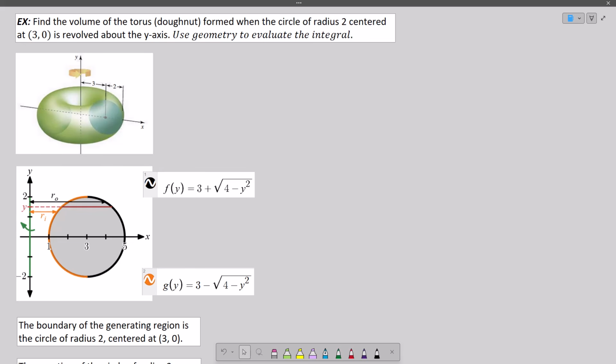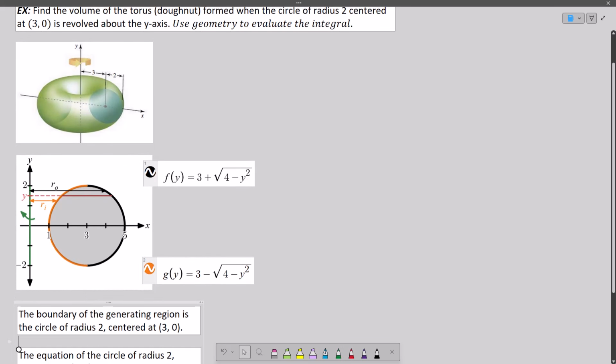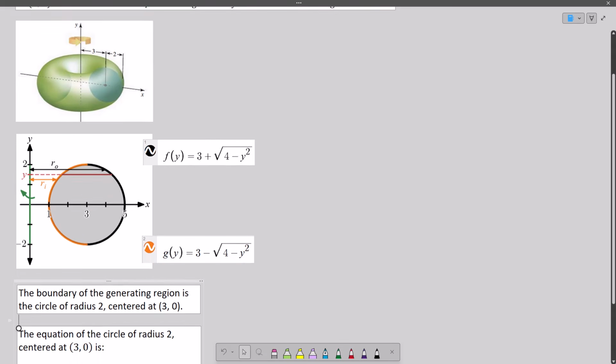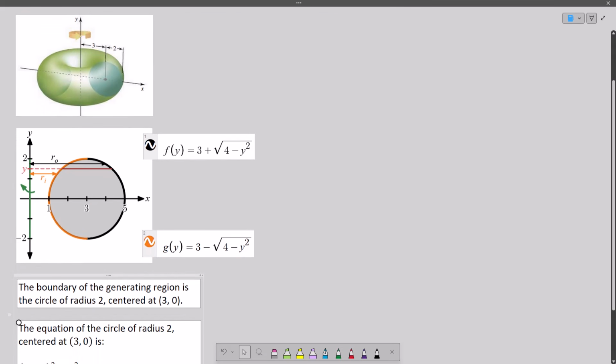Well, the example we're going to look at, we've got this generating disk of radius 2. And the center of this disk of radius 2 is right here on the x-axis at 3, 0. Okay, so now this gets the question that Lance brought up. This disk is not a function. So we are going to have to break this disk apart.